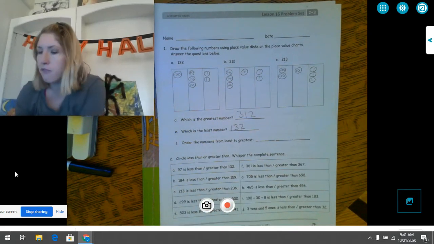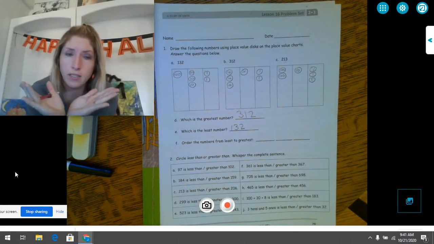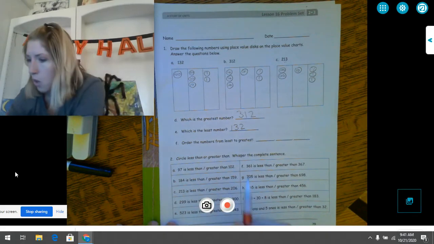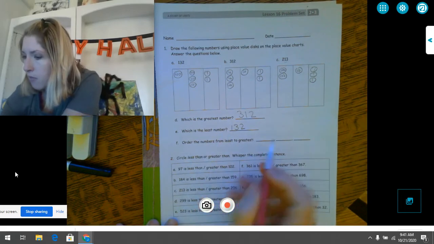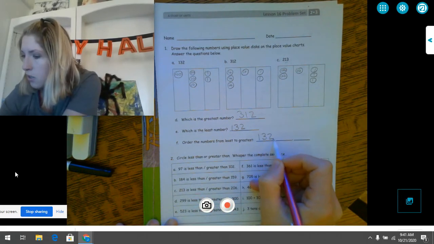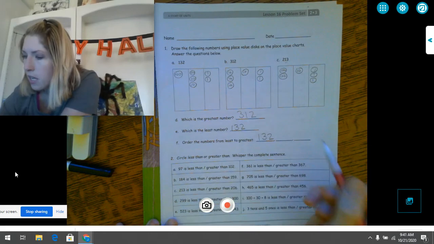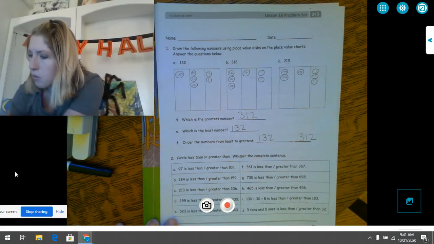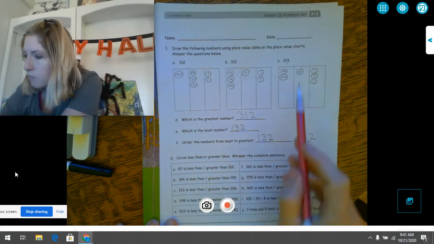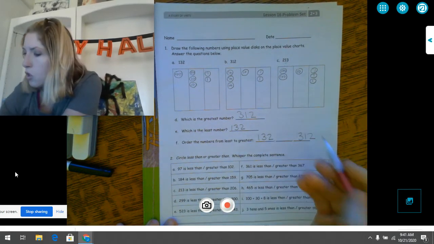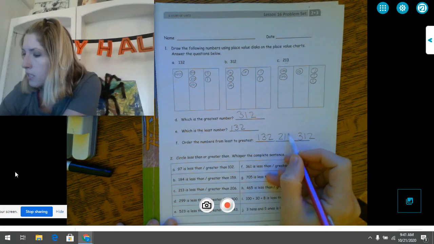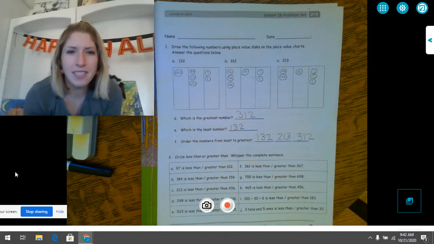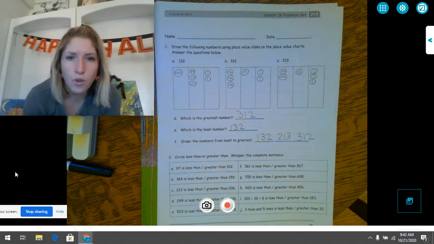Order the numbers from least to greatest. So we're going to put them in order from the smallest to the biggest. So we already know the least number, right? It was 132. And we already know the greatest number. It was 312. So what's our middle number here? Which one of those was the middle? The one we didn't write yet. 213. Great job.